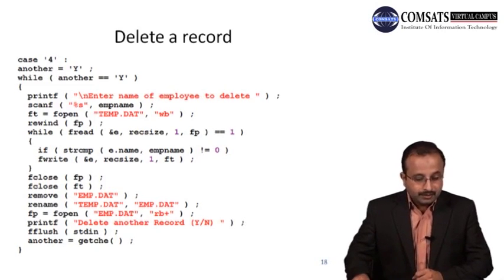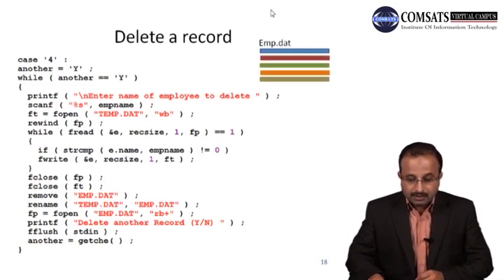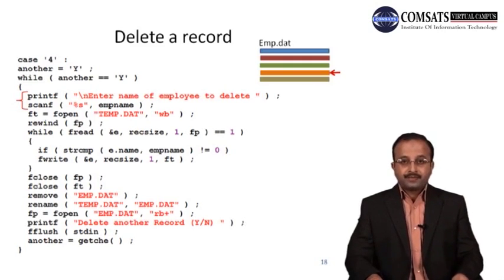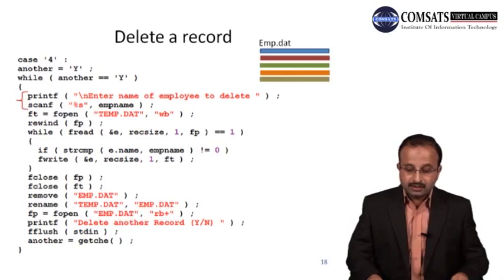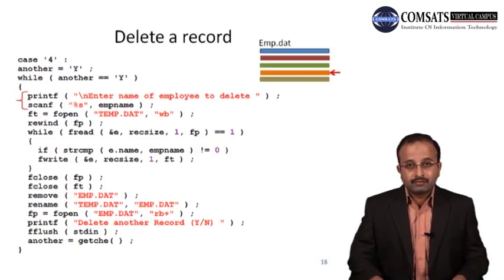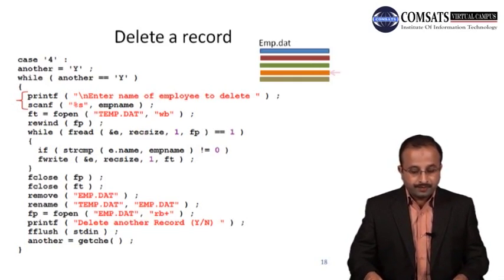Okay, let's see the process step by step. So this is our m.dat file that contains 1, 2, 3, 4, 5 records, and each record is shown in a different color. And then we have this printf and scanf. We ask the user to input the name. So the user input the name, and here we see that the user wants to delete this record, the fourth record, whose color is orange. ठीक है, जो orange color में record है, इसको user delete करना चाह रहा है.